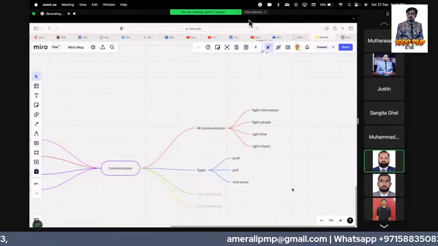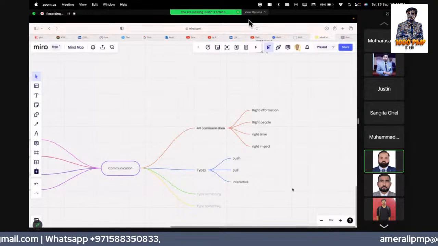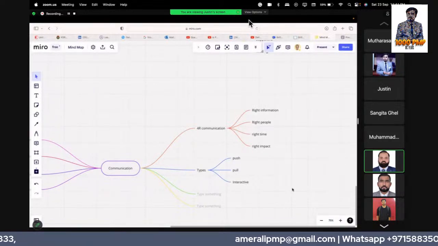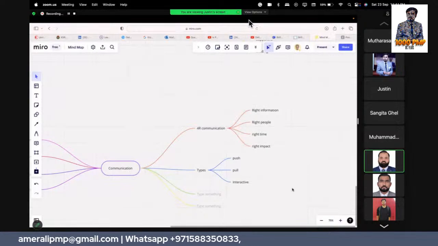And there is a classification of communication: stakeholder and team, diversity and cultural, tools for communication, and urgency. What is next?